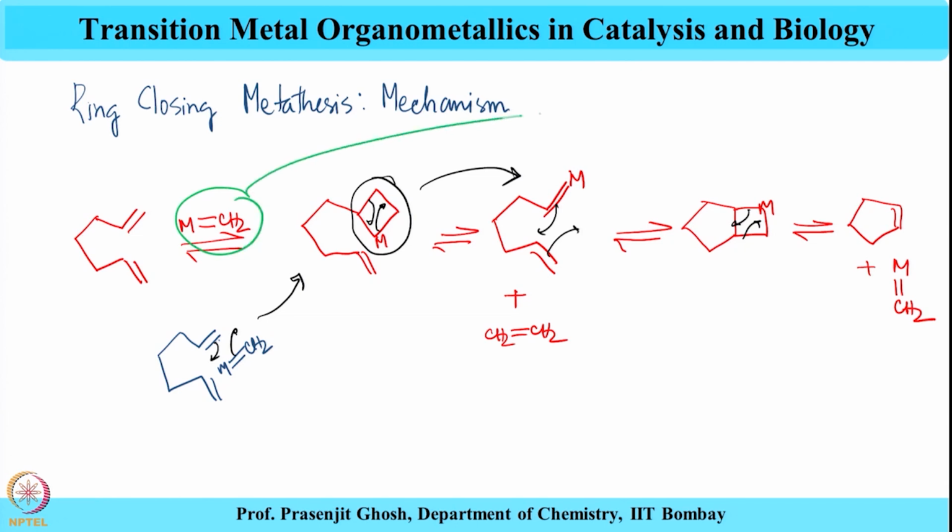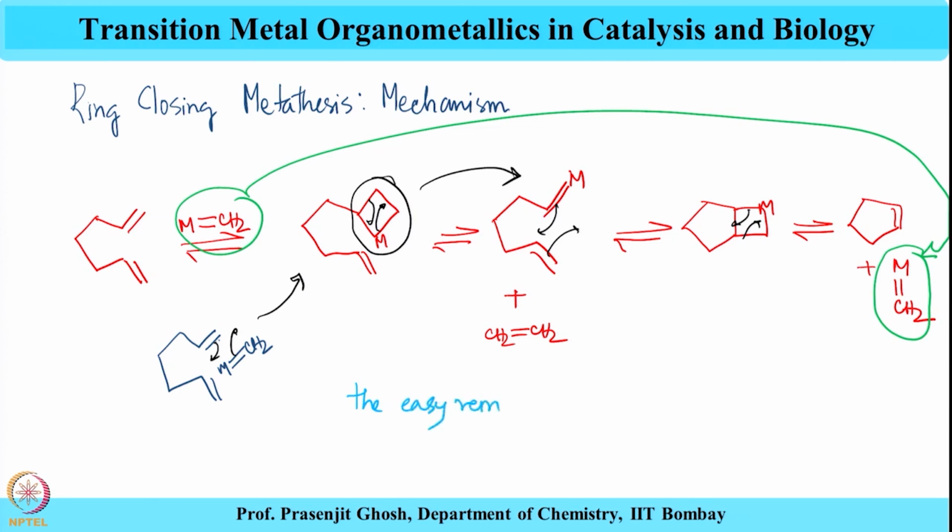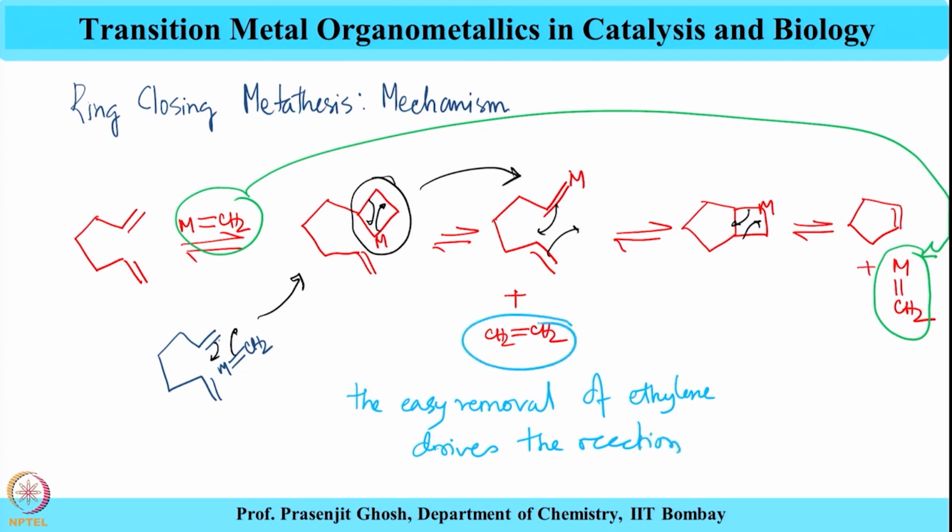So, the active species is thus regenerated, and in the course the cyclopentene is formed, and that is driven by the easy removal of ethylene, which drives the reaction. So, this ethylene which is formed, it drives the reaction forward.